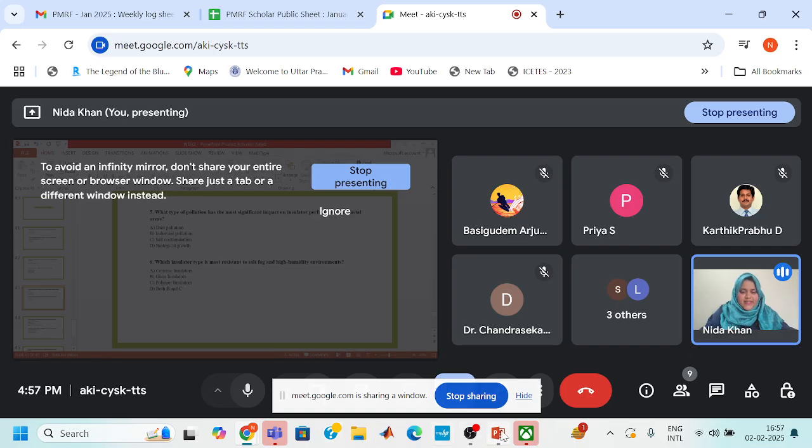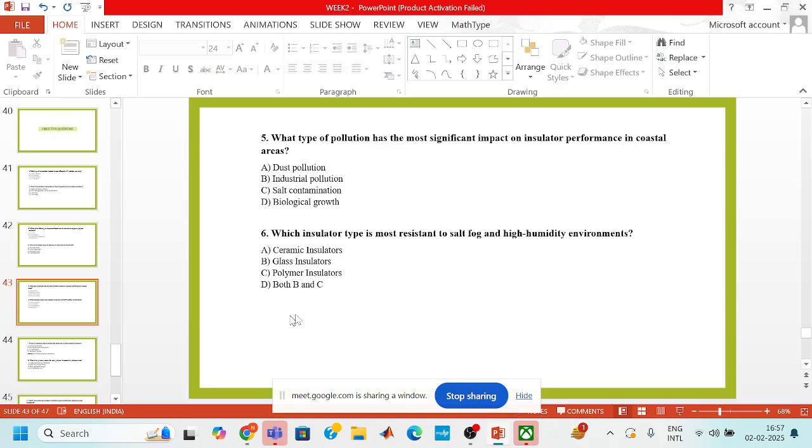Okay. The right answer is D. That is both B and C, like glass insulators and polymer insulators. Both are the most resistant type of insulators to salt, fog, and high humidity environments.